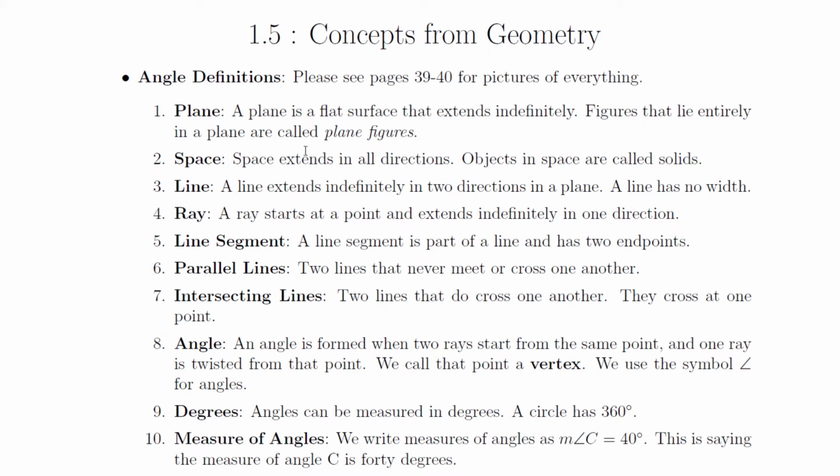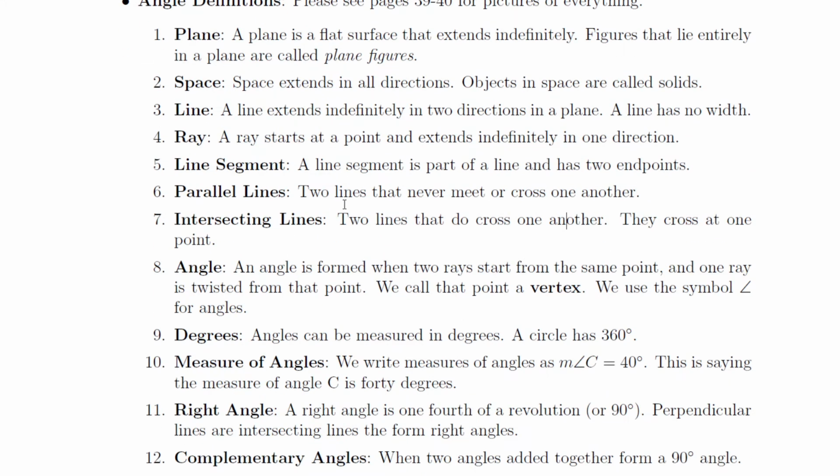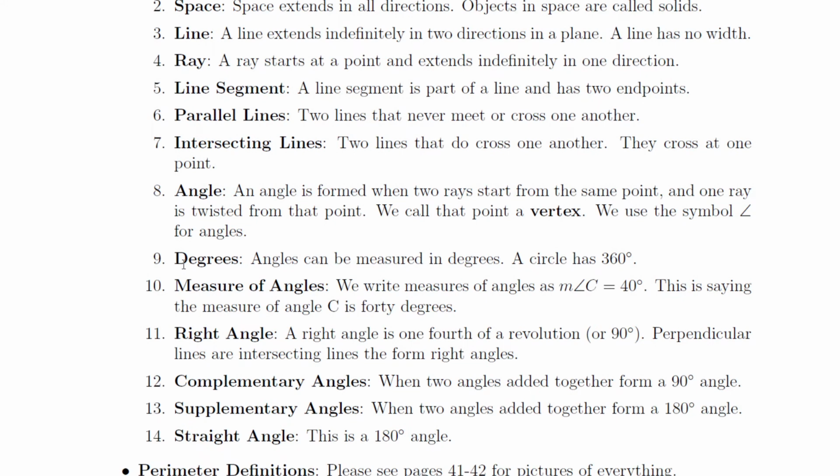First and foremost, let's take a look at an angle. So an angle is formed when two rays start from the same point and one ray is twisted from that point. We call that point a vertex. So we use the symbol, this is an angle symbol, for angles. Degrees are a measure of angles.